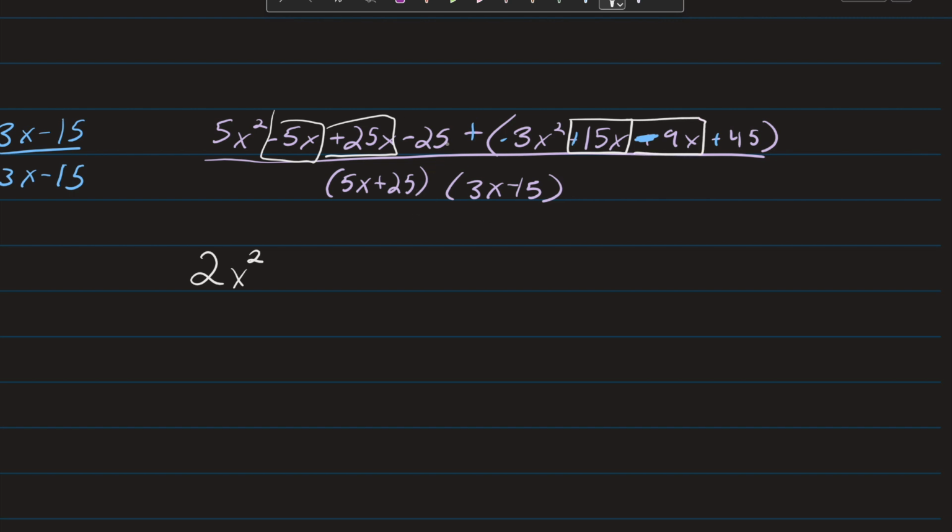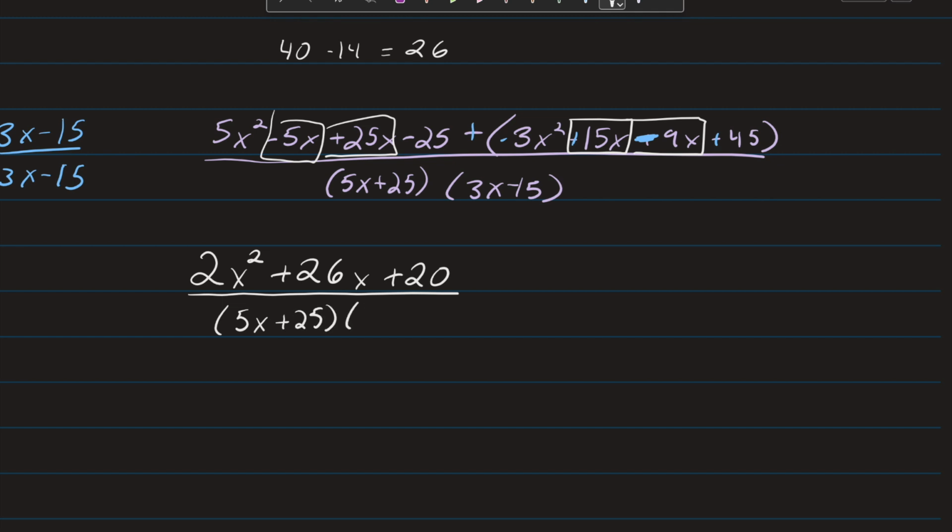So if I combine my positives, I have 25 plus 15, which gives me 40. And then negative 5 and negative 9 is a minus 14. So that gives me 26. So I'm going to have a positive 26x. And then I have a negative 25 plus a positive 45, which gives me a positive 20 for my numerator. My denominator will stay the same as a 5x plus 25 and a 3x minus 15.